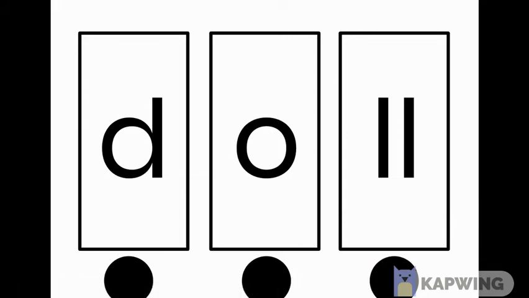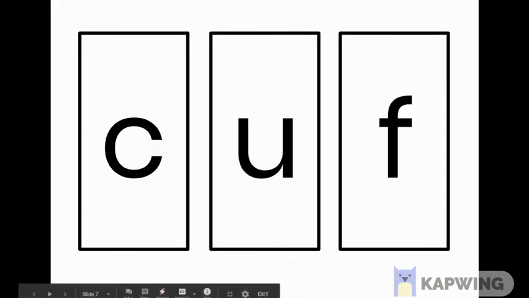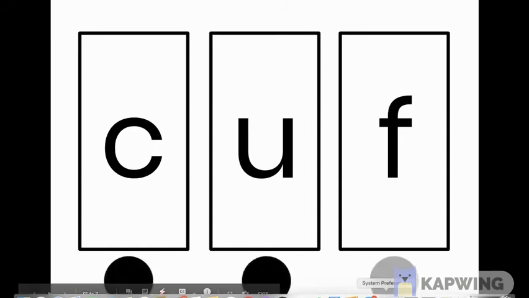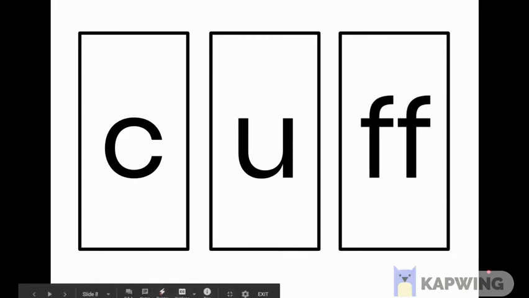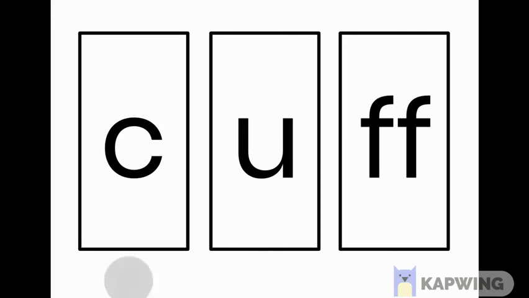Let's see what word we have that ends in F. Let's blend this. C-u-f, cuff. We have to add that extra F at the end.